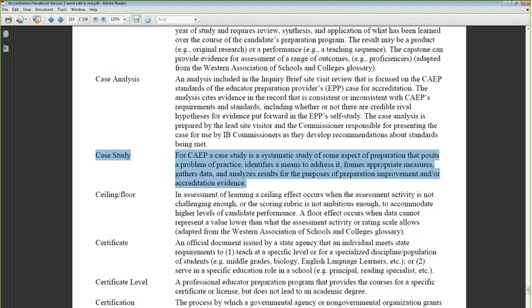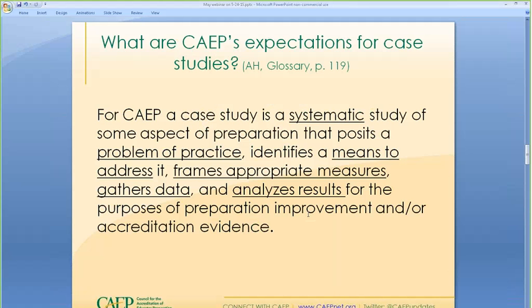And so you can see that they're looking at case study as a systematic study of some aspect of your preparation. And that in doing so, you're going to posit a problem of practice. You're going to identify a means to address that problem. You're going to frame the measures that you're going to use, gather the data, and analyze the results. And it says, for the purposes of program improvement or accreditation evidence. So that's CAPE's straightforward definition of what a case study is. And here we have it outlined on the slide as well.